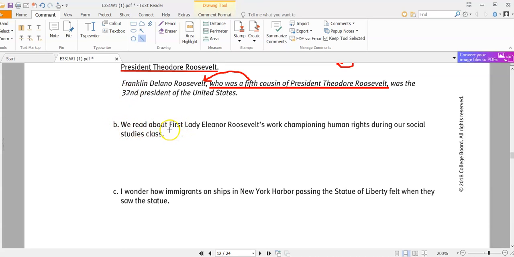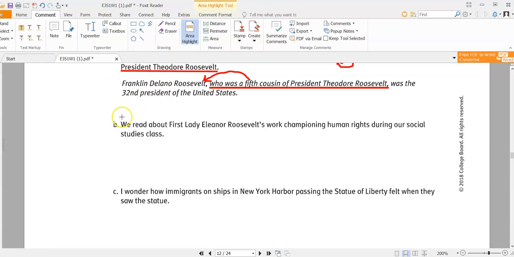We read about Franklin Roosevelt's work championing human rights during our social studies class. This kind of makes it seem like she was championing human rights during the social studies class, but that's not the case. That doesn't make any sense. What was happening during their social studies class? They were reading. What I'm going to do is highlight these different parts of the sentence so that you could see it more clearly.